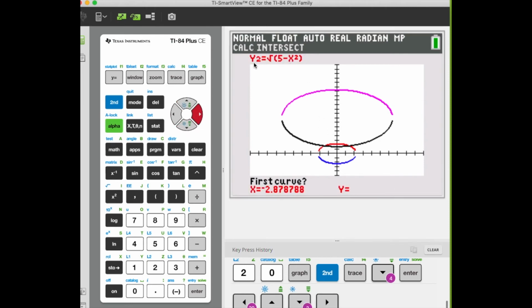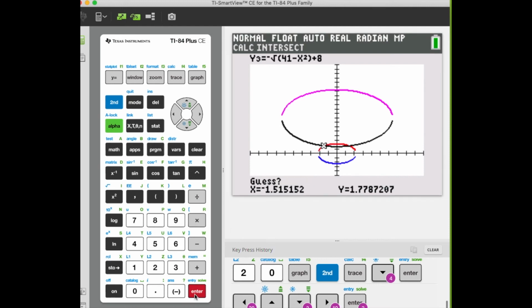So I'm on the red curve, 5 minus x squared at approximately -2 points. Let me move it over so I can see it again. There we go. I want to be on it to make sure it gets it properly. So my first curve is this one, y2, the square root, which is the red curve. And I want this point. Enter. Then the other curve is the black curve. Yes, I want that at this point approximately. Enter. Guess. Yes. Here's my point.